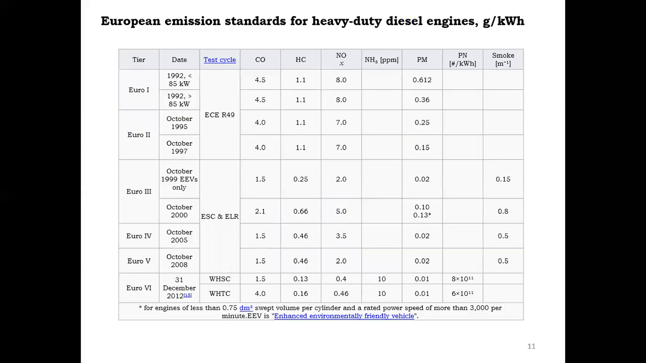So this is the Euro emission standard for heavy duty diesel engines. This is the main one because most of the vehicles are heavy duty vehicles. So we need to define the value. That is, the carbon monoxide value will be 4.5 in Euro 1. Now it is reduced to 1.5 and 2.1, like that they are defined.